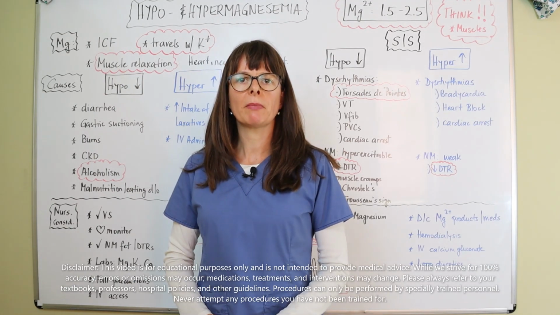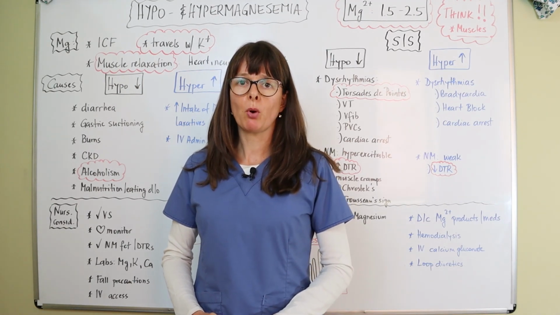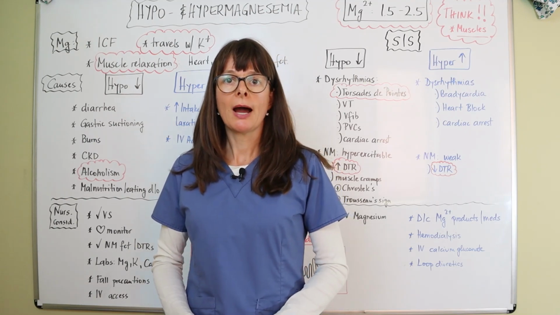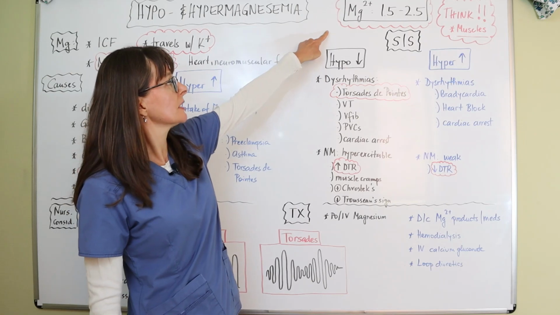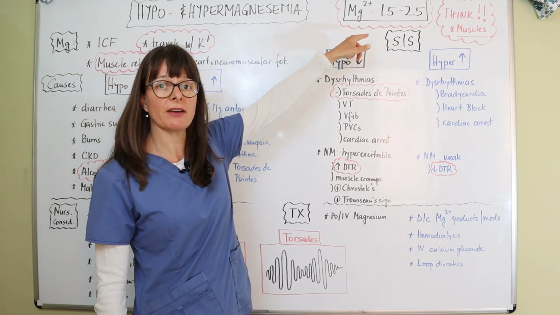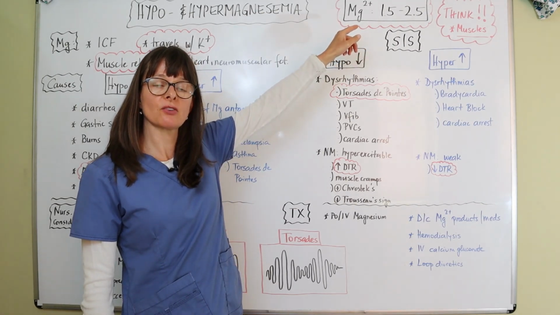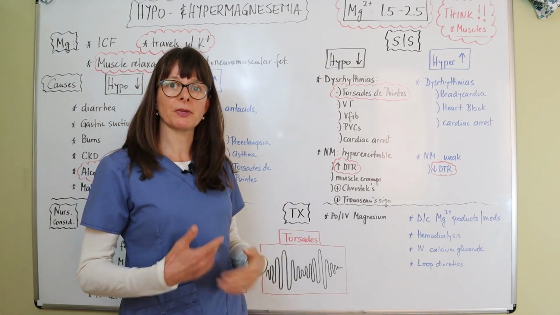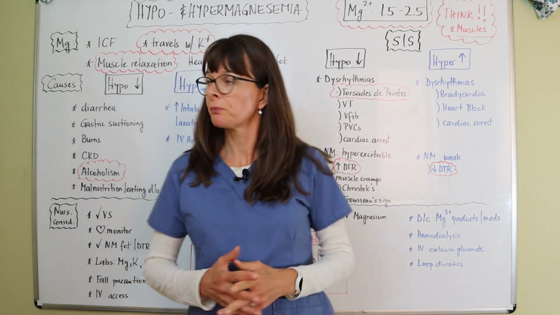This video is on magnesium imbalances. We'll take a look at causes of hypo as well as hypermagnesemia. As a quick reference, magnesium levels are typically 1.5 to 2.5 in the serum. But as always, remember to look at the references for the specific lab that you're working with to make sure that you have the correct reference range.